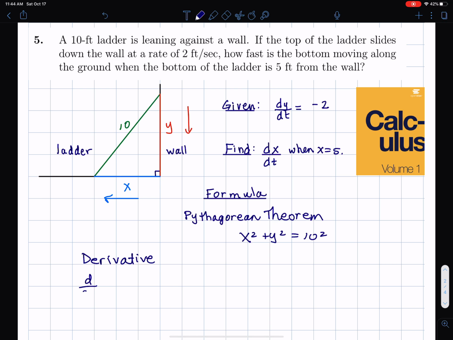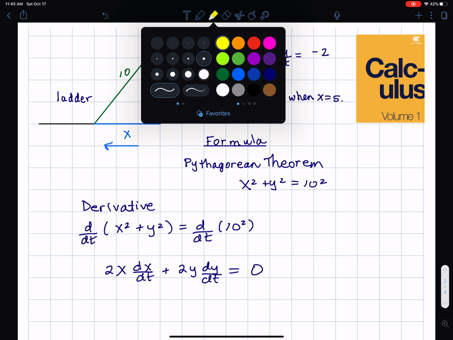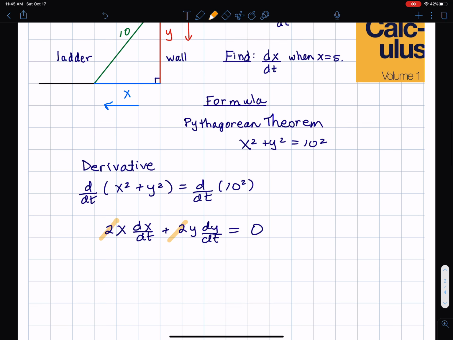So I have d/dt of these variables, which are considered to be functions of t. I have d/dt of x squared. Well, x is not the same as t, but we're assuming x is a function of t, and when we take that derivative, we use the chain rule. You take the derivative of x squared with respect to x and write 2x, but then multiply by the derivative of x with respect to t. The derivative of y squared is 2y dy/dt. The derivative of a constant is 0. Then we get a little bit of cancellation by dividing through by 2.